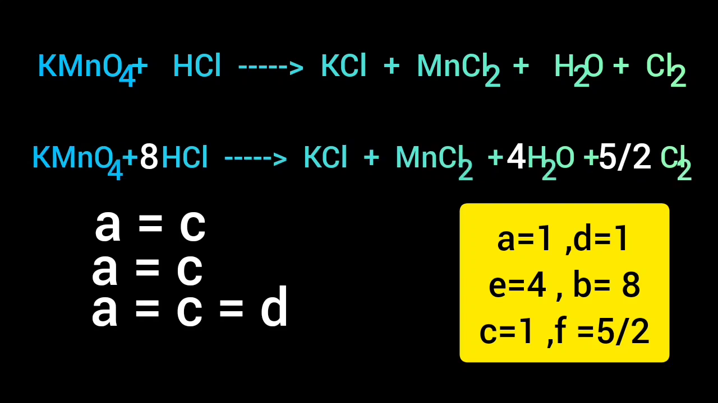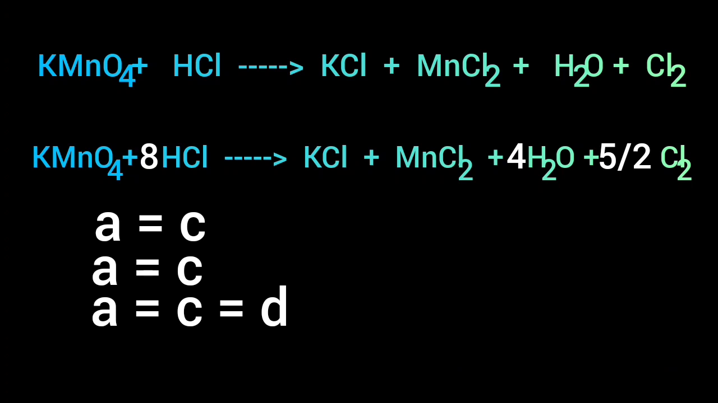1 KMnO4, 8 HCl, 1 KCl, 1 MnCl2, 4 water, 5 by 2 Cl2. Then multiply the whole equation by 2. You will get 2 KMnO4, 16 HCl, 2 KCl, 2 MnCl2, 8 water, 5 Cl2. Now this equation is balanced by the algebraic method. Hope you understood. Thank you.